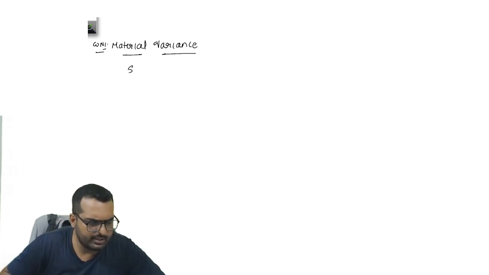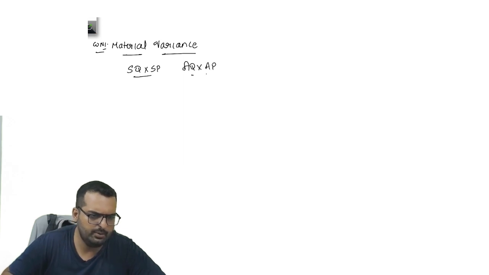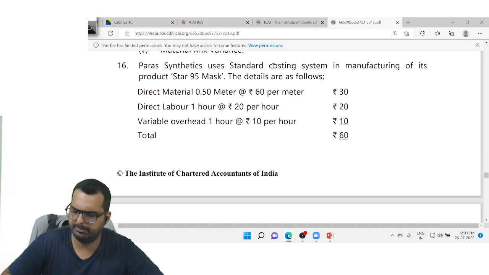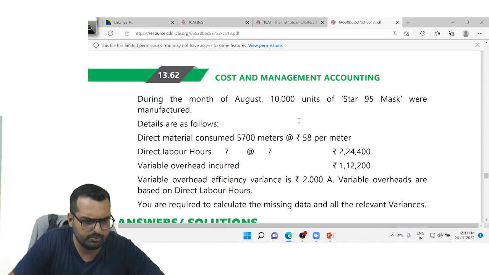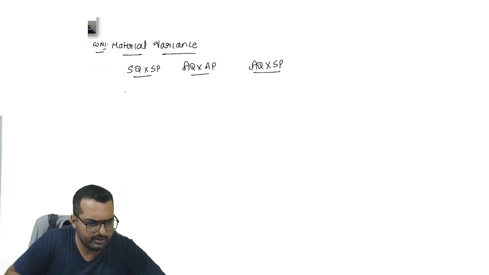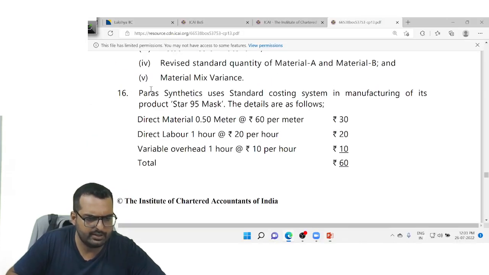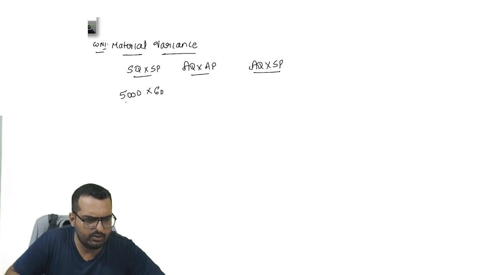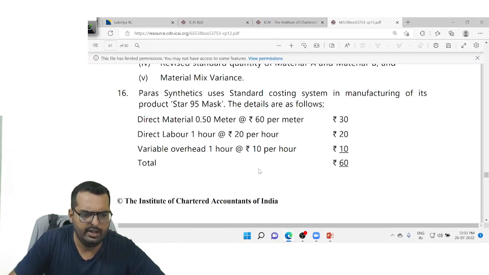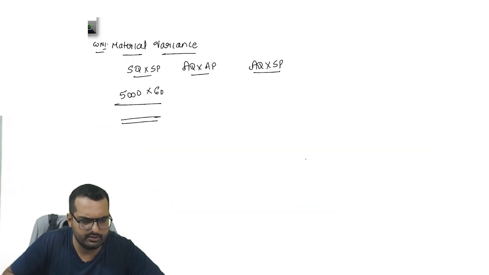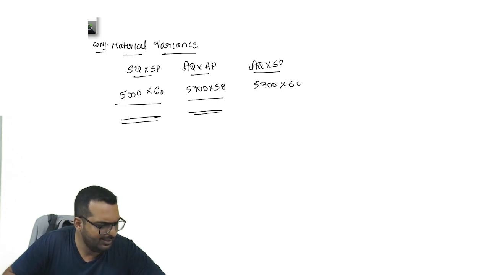Okay, so I'll just draw the table now. SQ into SP, AQ into AP, AQ into SP. All right. So here SQ is based on actual output. What is the actual output? 10,000 into 0.5 will be 5,000 meters into 60 rupees per meter. All right. AQ into AP, have they given it down? 5,700 into 58. And the last one will be 5,700 into 60.